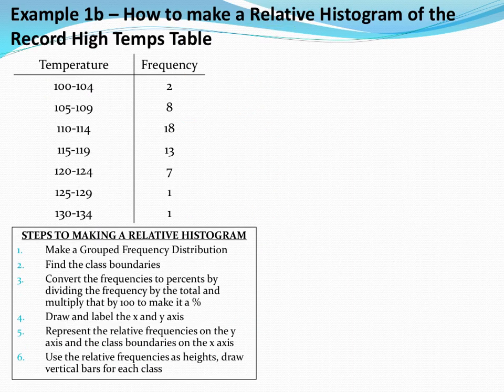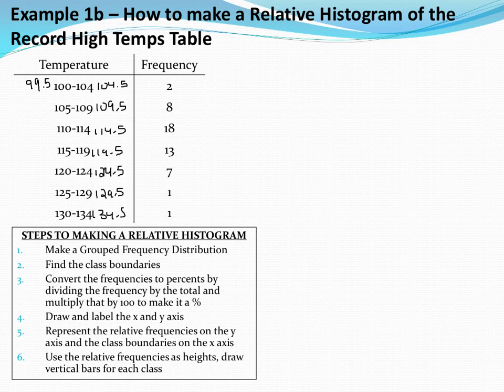Now let's do a relative histogram. Remember, your relative histogram is going to have the same everything except for your frequency. We need to change it to a relative frequency. So I'm going to draw in the boundaries on the left, and then I'll walk with you through making those frequencies into relative frequencies.